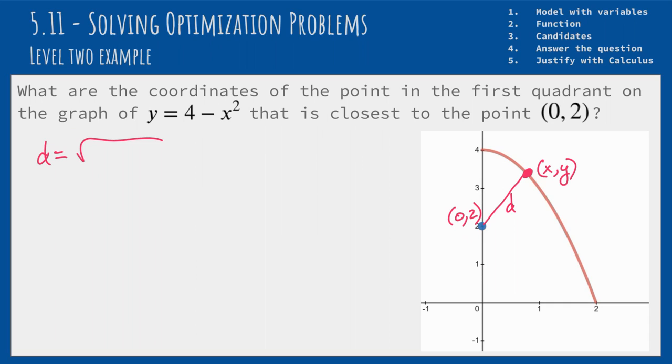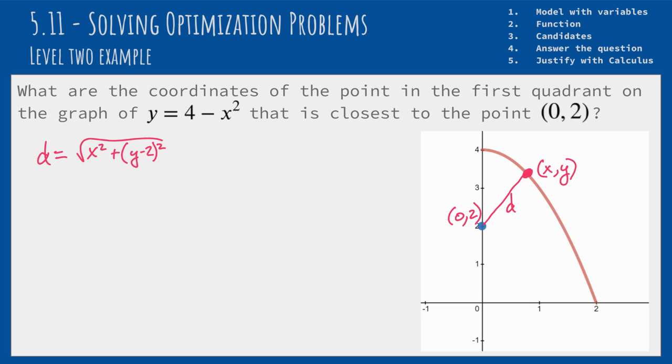So it's going to be the difference in the x coordinates, which is just x, and then we square it, plus the difference in the y coordinates, y minus 2, and square that. So this equation right here gives us the distance, which is what we're trying to minimize. Closest means the smallest distance. And we're going to have to do the calculus on this, but notice we have two different variables here.